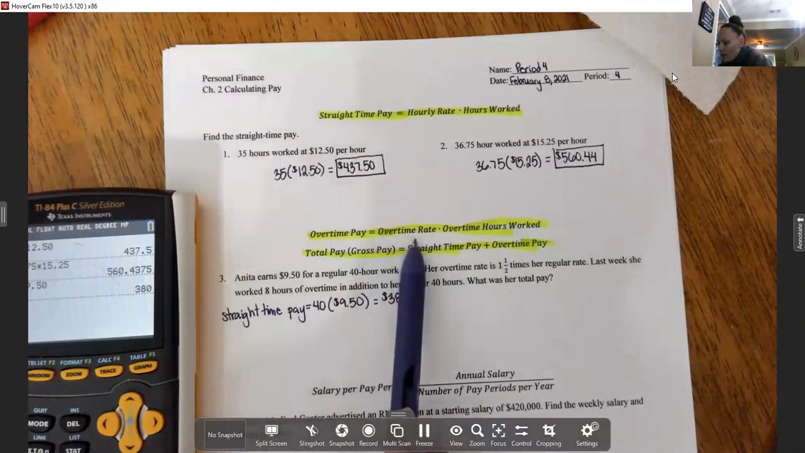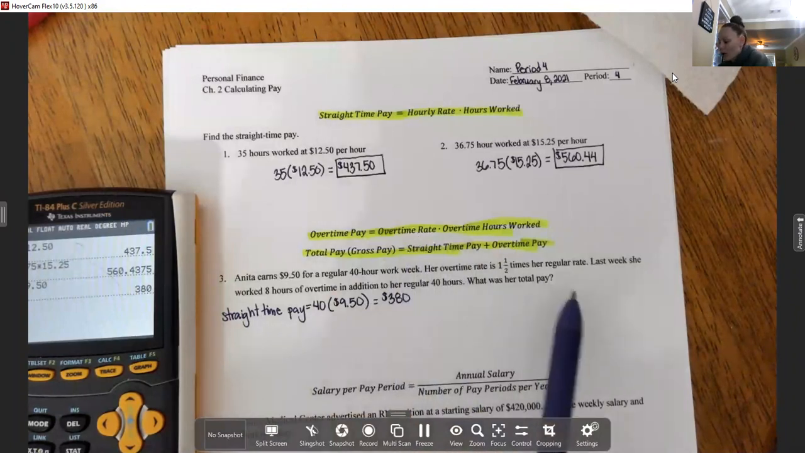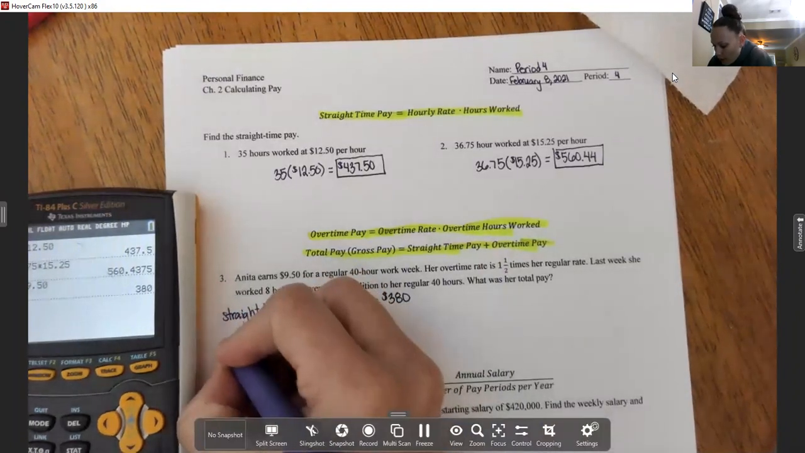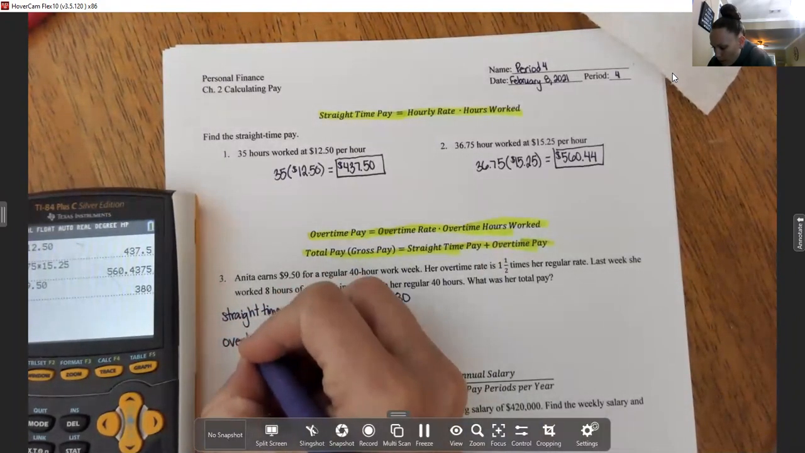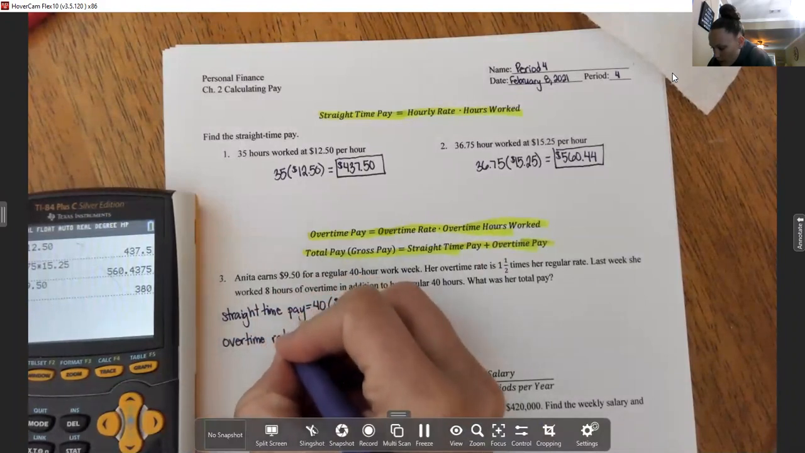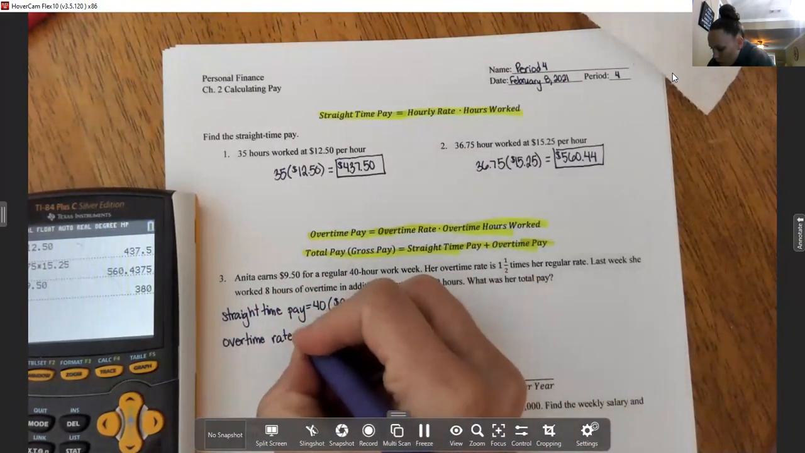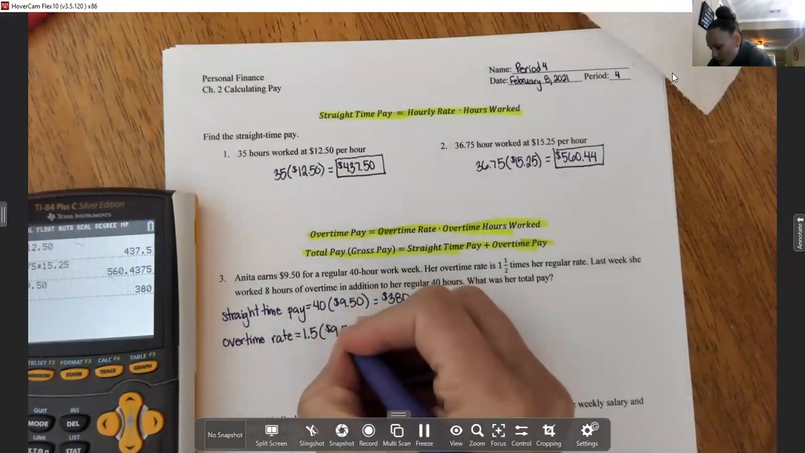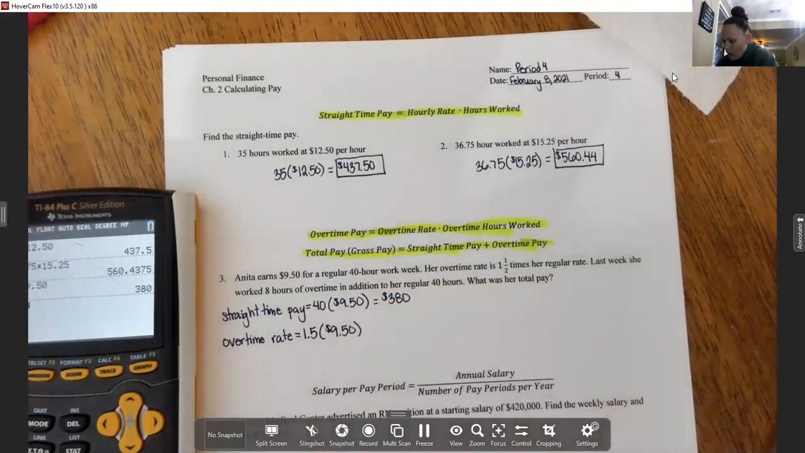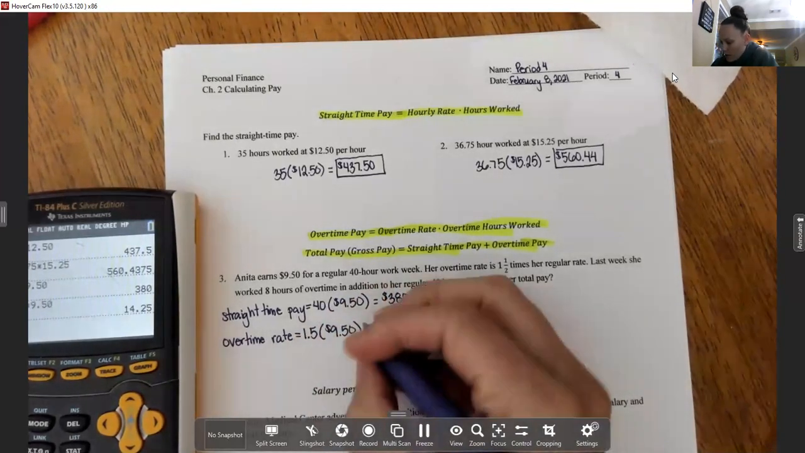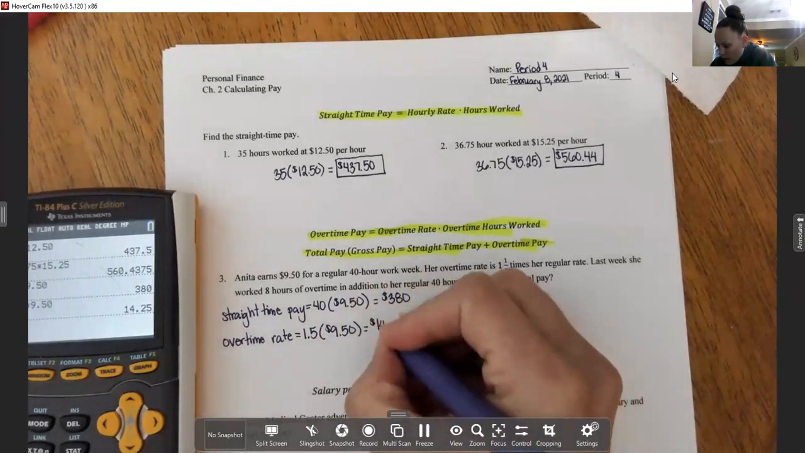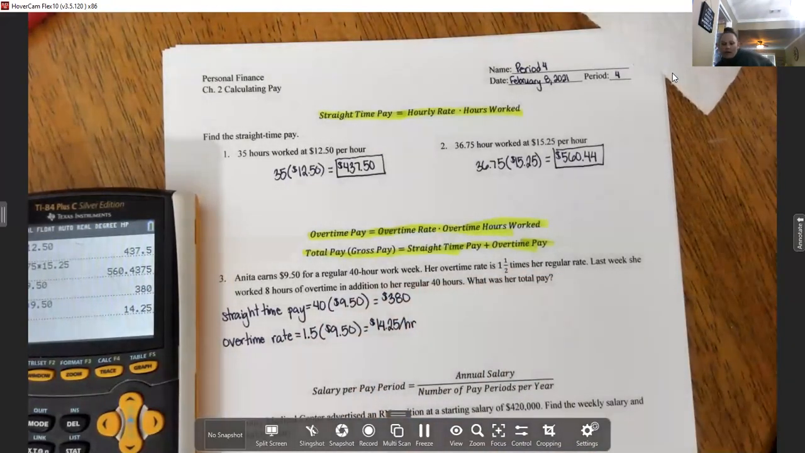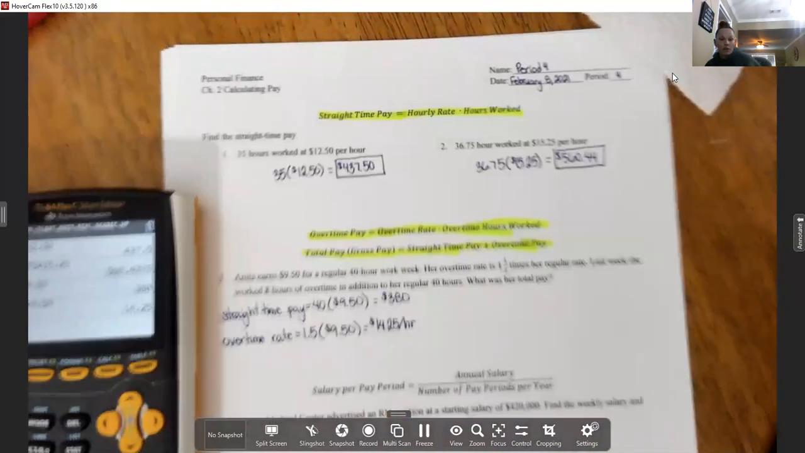So for her overtime pay, we need to first find her overtime rate. We know it's 1.5 times her regular rate, but we have to calculate it still. So her overtime rate is 1.5, that's the same as 1.5 times $9.50. So that's $14.25 per hour. So that's how much Anita makes for every overtime hour that she works.